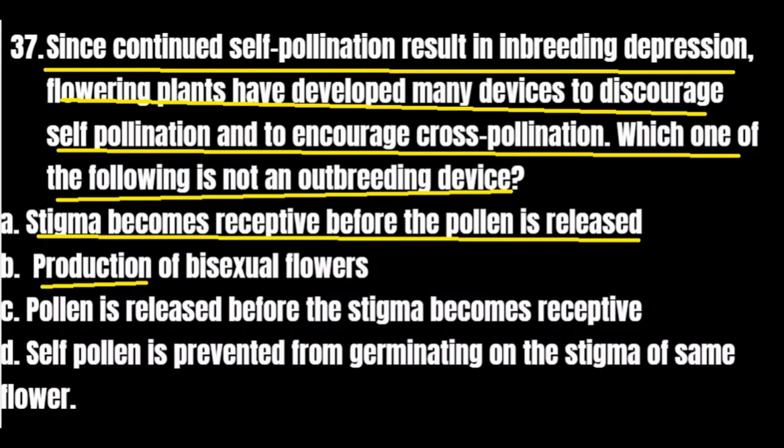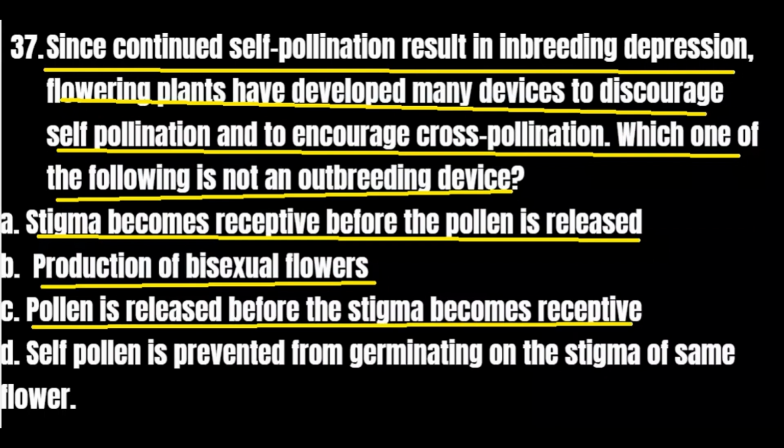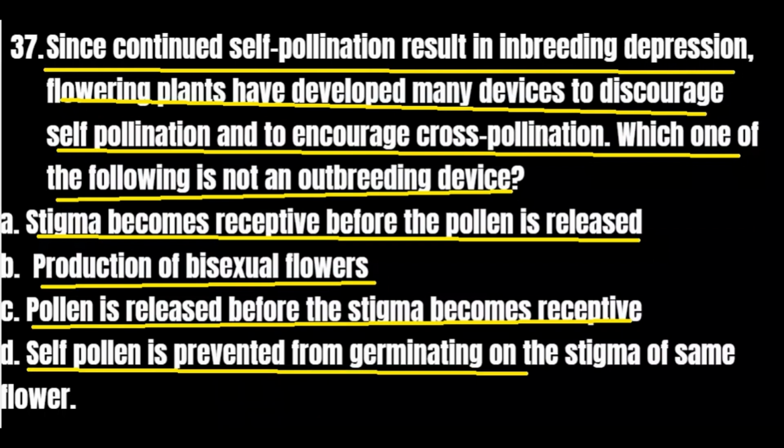Option B, production of bisexual flowers. Production of bisexual flowers is wrong because it should be production of unisexual flowers. Option C, pollen is released before the stigma becomes receptive. That is also an outbreeding device. Self-pollen is prevented from germinating on the stigma of the same flower. That is incompatibility. So this is also an outbreeding device.